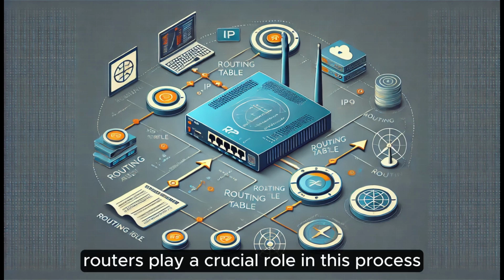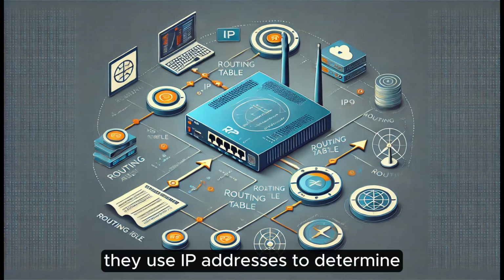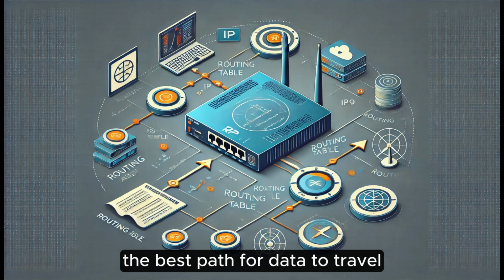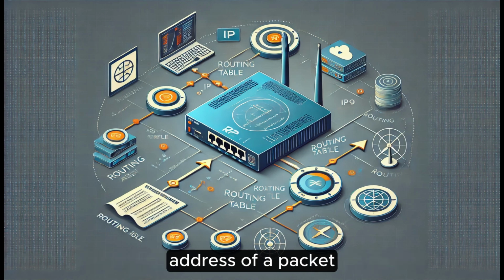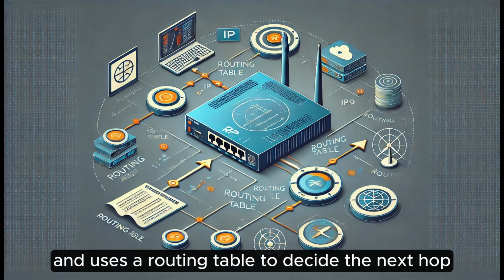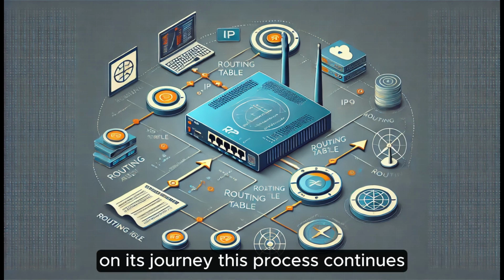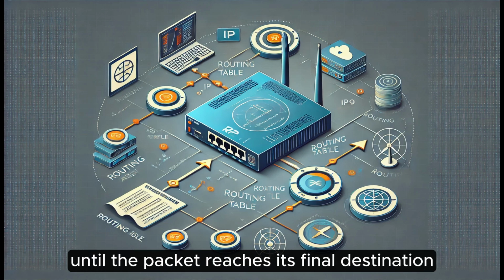Routers play a crucial role in this process. They use IP addresses to determine the best path for data to travel. Each router examines the destination IP address of a packet and uses a routing table to decide the next hop on its journey. This process continues until the packet reaches its final destination.